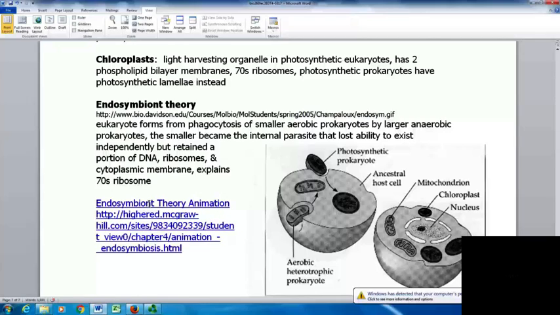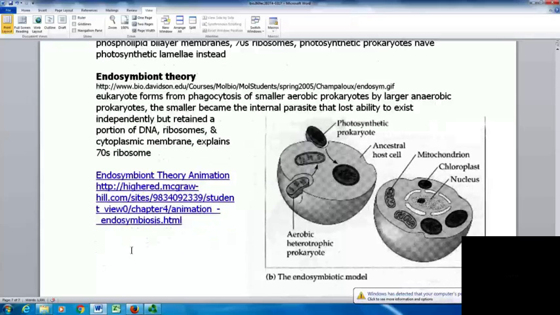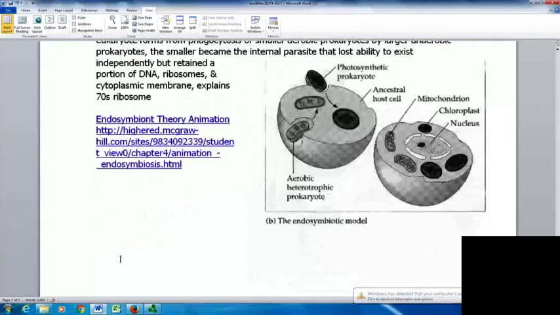Your photosynthetic eukaryotes were actually going to be developed in a similar fashion. They engulfed a photosynthetic prokaryote that lost its ability to survive on its own. Here's a quick little animation on the endosymbiotic theory.